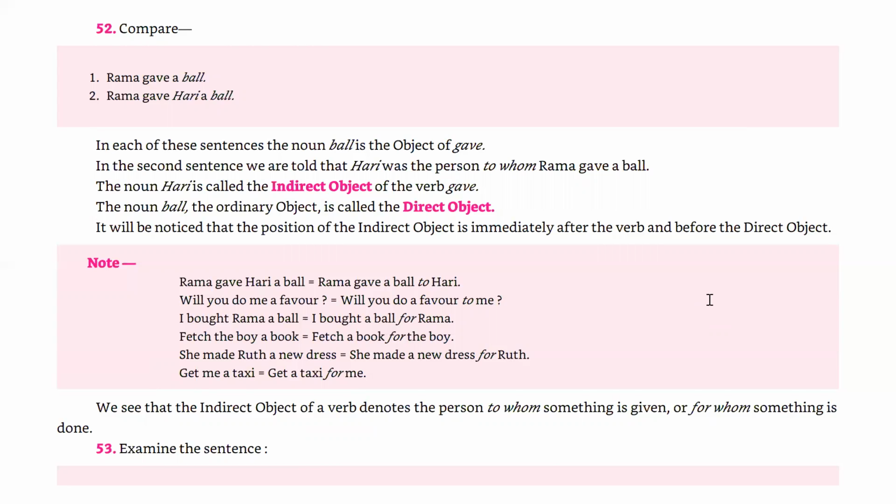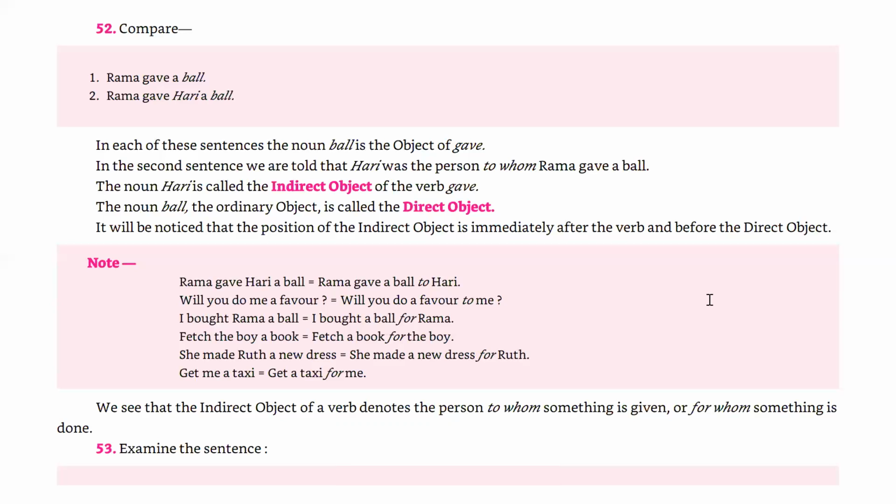Remember, out of two objects, the one which is non-living is the direct object, and the one which is living is the indirect object. So in this case Hari is a living individual, so Hari is the indirect object. Ball is a non-living thing, so it is the direct object. Here you see the sentence's verb tries to control two objects at a time.